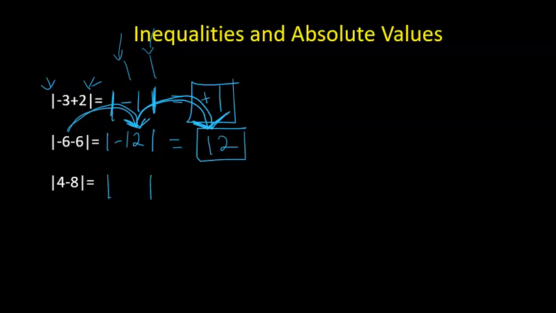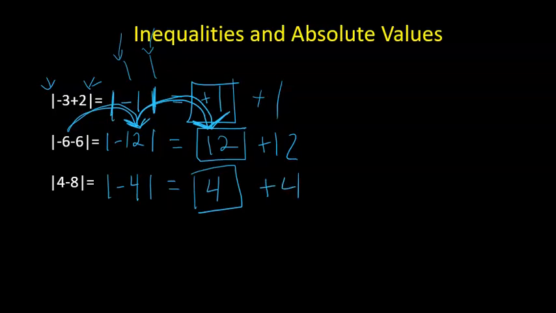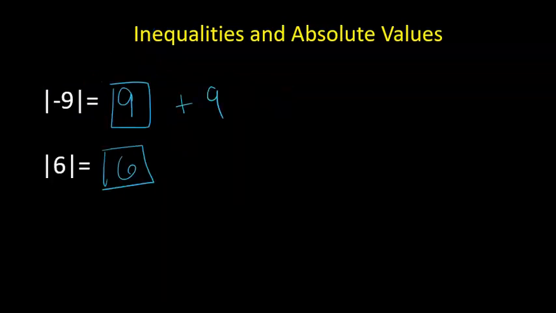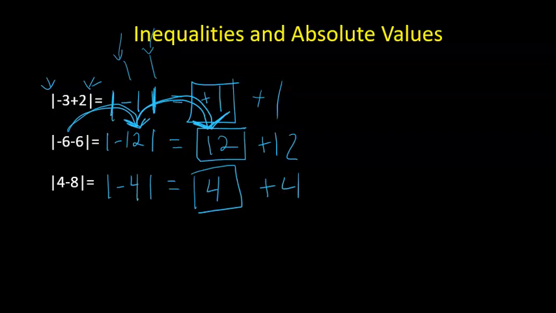What about here? 4 minus 8. That gives me -4. What does it turn into? It turns into +4. You see a theme? This was +1. This was +12. This was +4. In my other one, it was +9 and it was +6, right? So you're seeing a pattern. It's always positive. It can handle whatever you do. It's going to turn out positive.